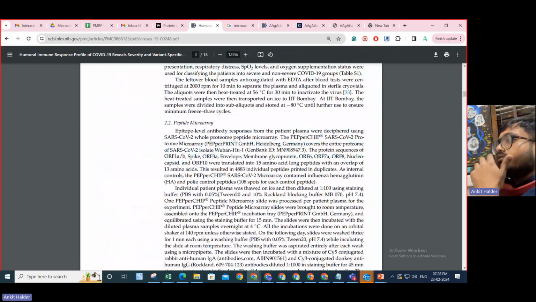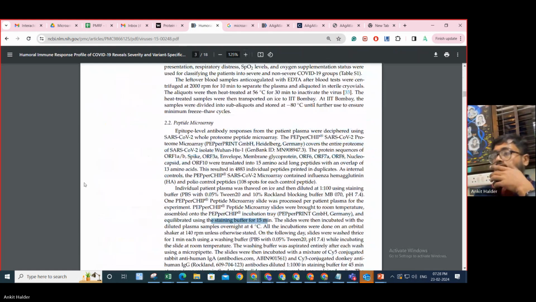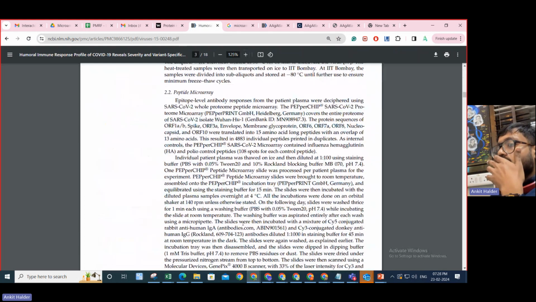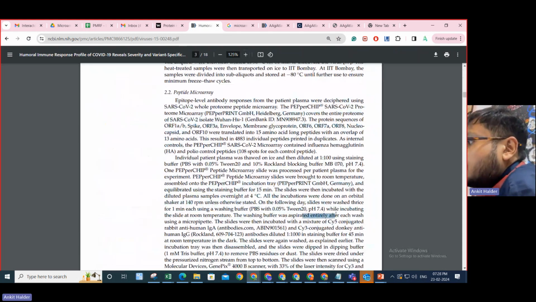Now for the experiment, the slides were equilibrated using the staining buffer for 15 minutes. You have gone through all the steps which are required. The slides were then incubated on an orbital shaker at 140 rpm. Slides were washed thrice using washing buffer. The washing buffer composition has also been shown to you, and how it is done is also shown to you. Then the buffer was aspirated after each wash using a micropipette.